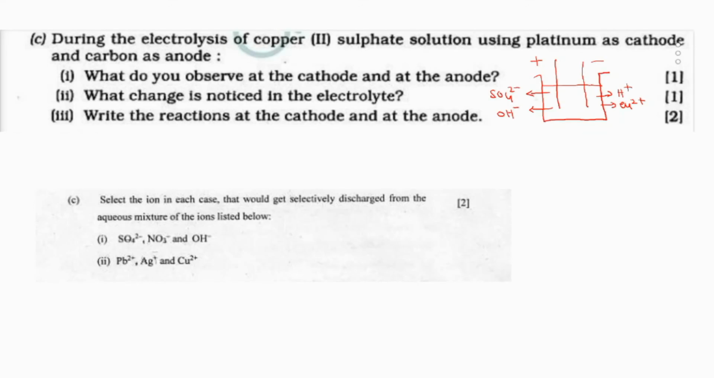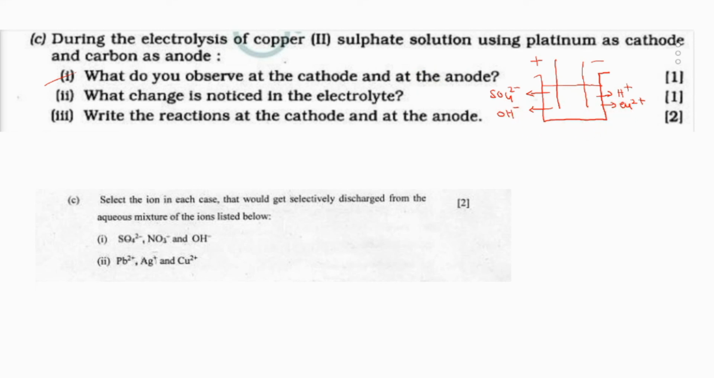Easy. Now see this question. During the electrolysis of copper sulphate solution using platinum as cathode and carbon as anode, what do you observe at the cathode and at the anode? So here we are using inert electrodes such as platinum and carbon. We are not using an active metal electrode like copper, so this electrode will not participate in the electrolytic reaction. We should understand. Immediately, we will write what all ions are present in the solution.